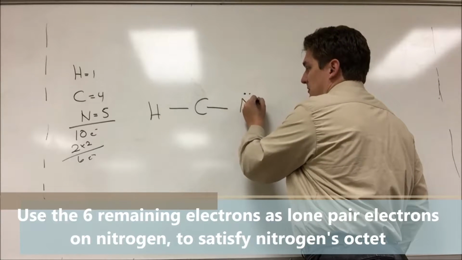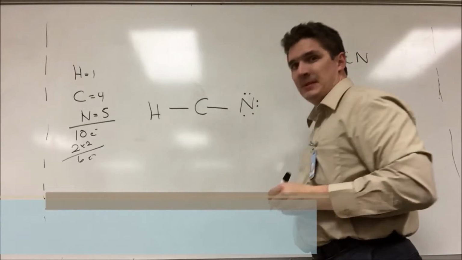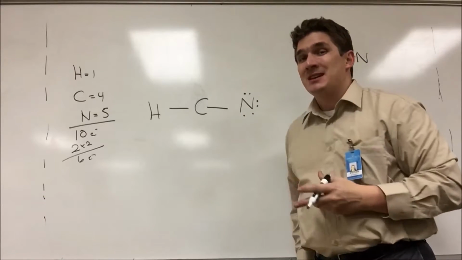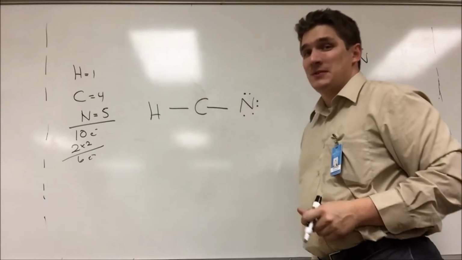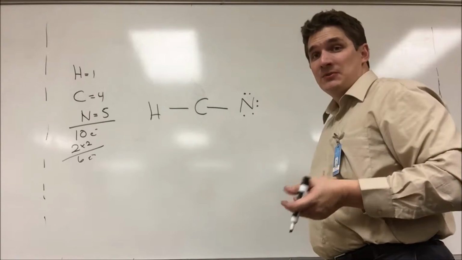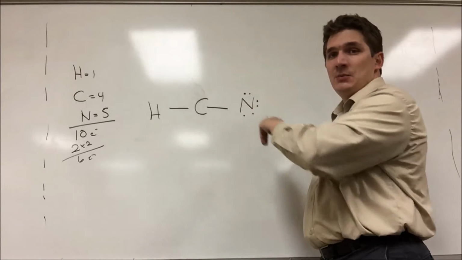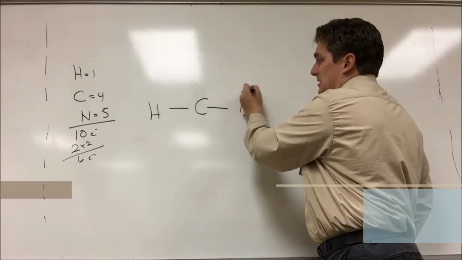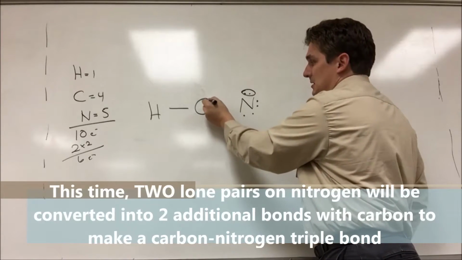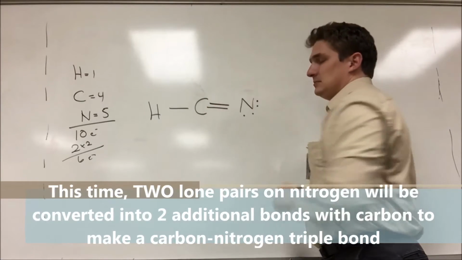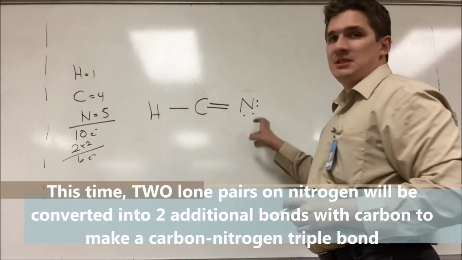So we've got 1, 2, 3, 4, 5, 6. Well, it's great. Nitrogen has satisfied its octet, but carbon now only has 4 electrons in its valence shell. So what we did with oxygen before was we took one of these lone pairs and we kicked it over into a bond. So we're going to do that now. Take our 2 electrons, draw another bond, and erase it. Nitrogen still sees an octet.